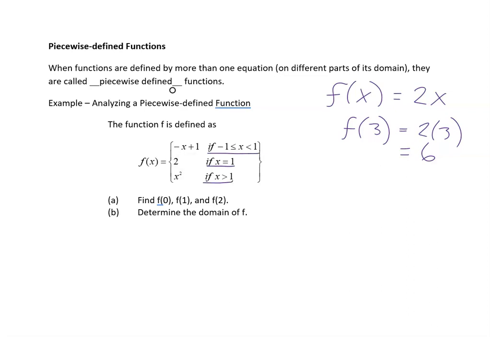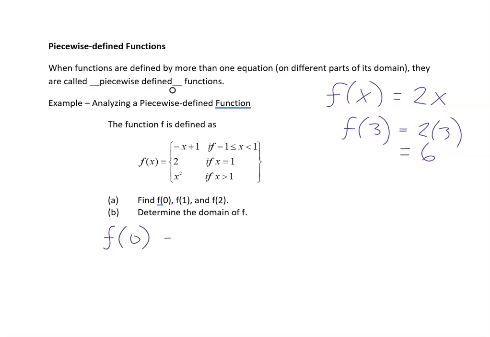So if you notice over here to the right of each of our definitions, we have a domain for x. So if x is greater than or equal to -1, but still less than 1, then we're going to use this piece of the definition. If x is 1, then we're going to use this piece. And if x is greater than 1, we're going to use this piece. So these values of the domain are going to help us identify where to plug in the value we've been given. So let's start with f of 0.